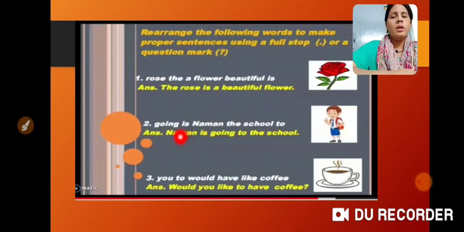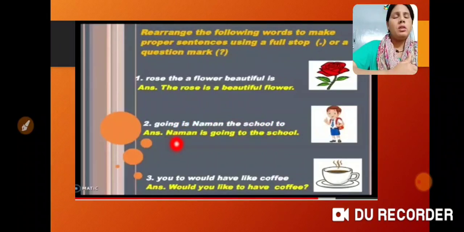Now read the following group of words. Going is Naman the school to. These group of words do not make a sense, so they are not sentences. So we will rearrange the words to make a proper sentence. And now the proper sentence is, Naman is going to the school.